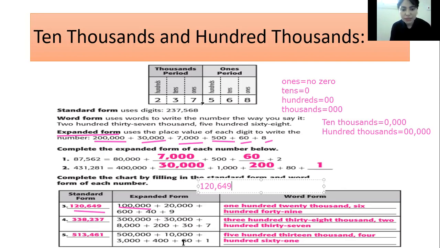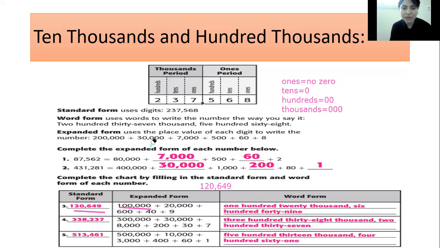Okay, here is the expanded form. 500,000 plus 10,000 plus 3,000 plus 400 plus 60 plus 1. What is the biggest number? 500,000. So I write 6 digits. The first one 5. The second one 1. Third one 3. Fourth one 4. Fifth 6 and 1. 513,461. Okay, so I hope you understand. It's very easy. I know all of you are so clever, my lovely kids. Okay, let's complete here.